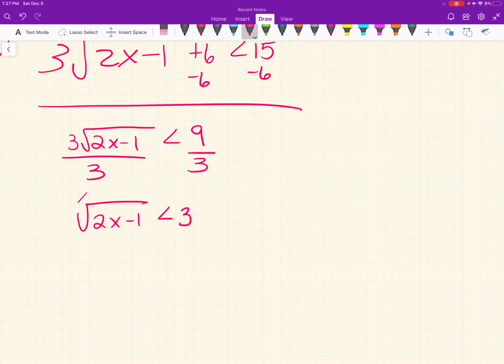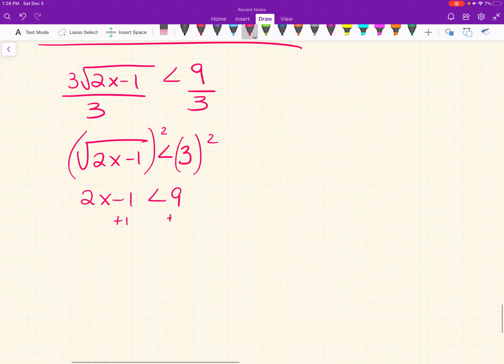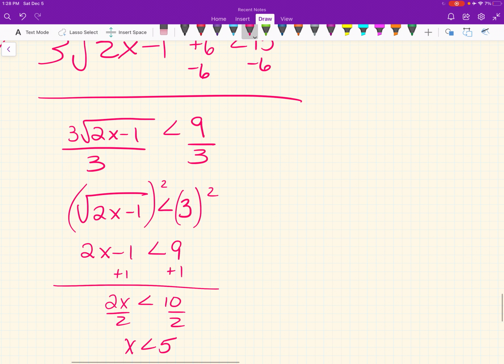Okay, square both sides, because that's the next step. Now we just use our rules of algebra to finish this off. Plus 1. We're not dividing by a negative, so we don't have to flip the symbol. So x is less than 5. Let's see if that works in our original equation. Our original equation was pretty confusing. It was this, so here's my check.